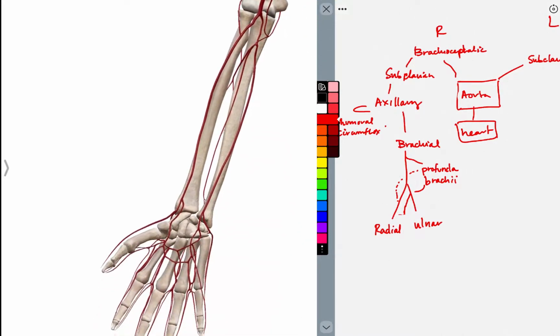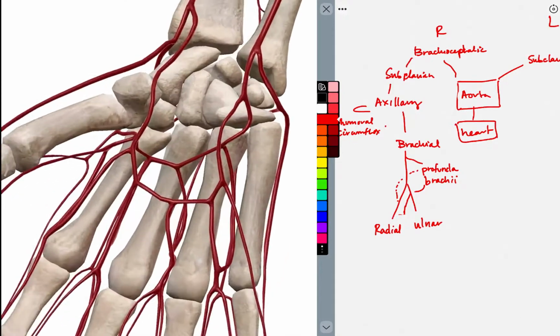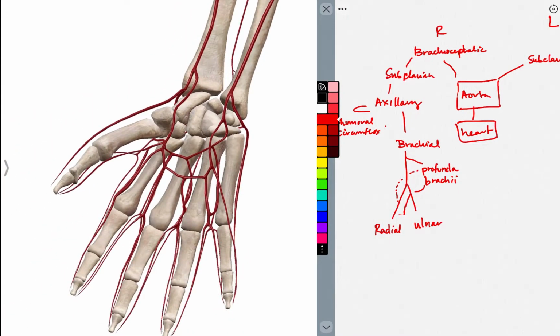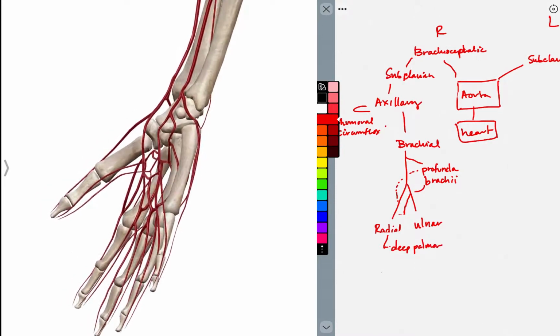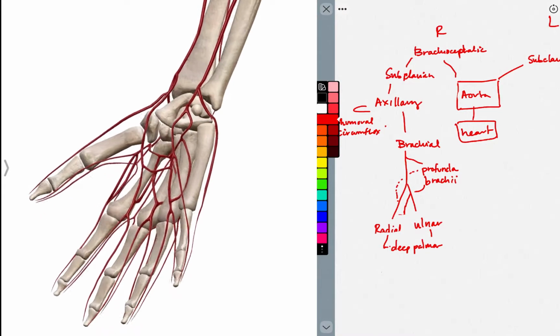All right, once we get down to the hand, we've got a couple fun things going on here. The big thing is these arches. And if you turn the hand ever so slightly, you'll notice one of those arches is deeper than the other.